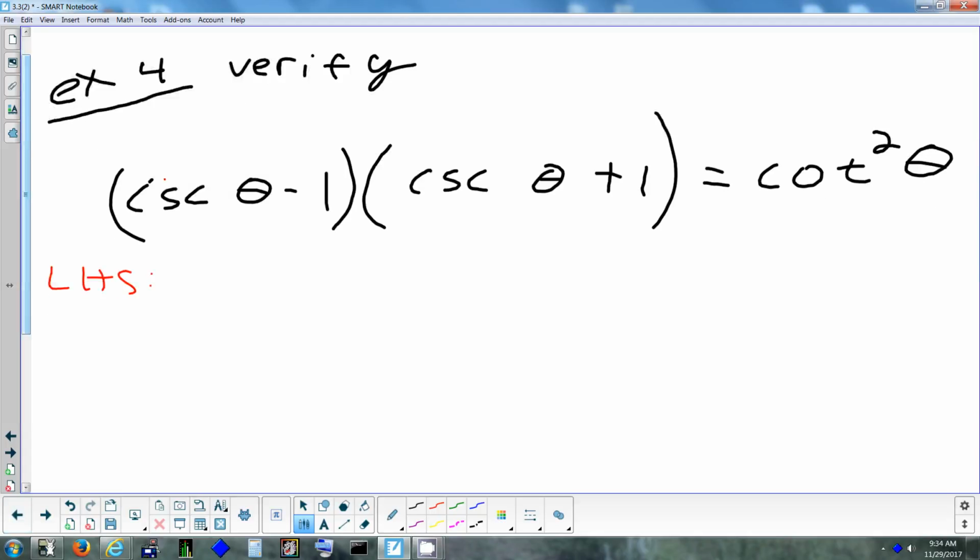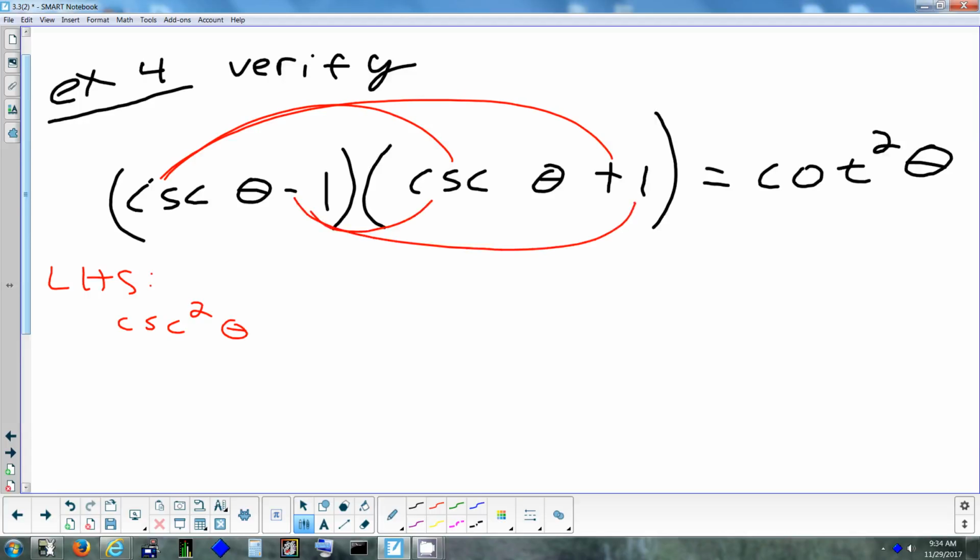Okay, Connor, what's cosecant times cosecant? Cosecant squared. And then Paige, cosecant times plus 1. And then what about cosecant times minus 1? Negative cosecant. And what do you get if you combine the 2 things you just said? 0. Positive cosecant, negative cosecant, gone. And then Molly, what's negative 1 times positive 1? Negative 1.